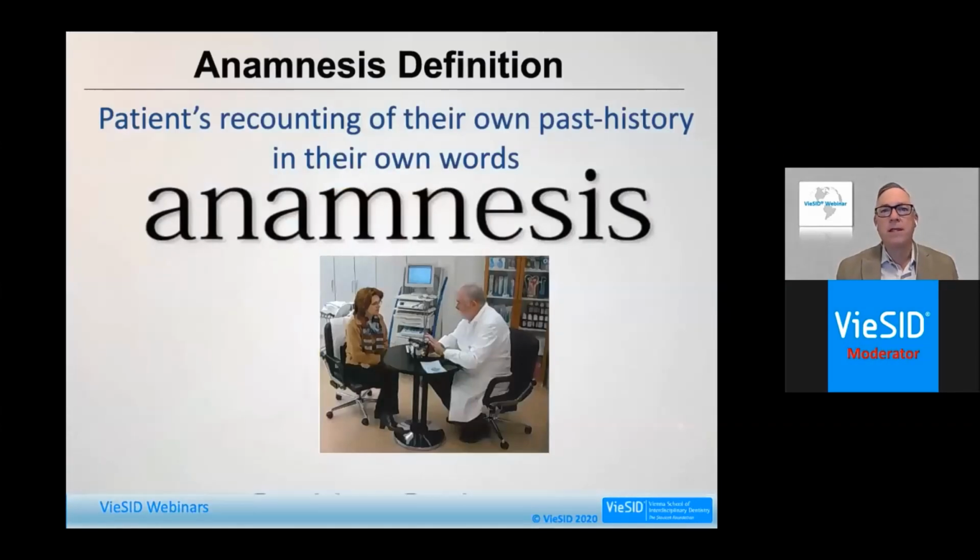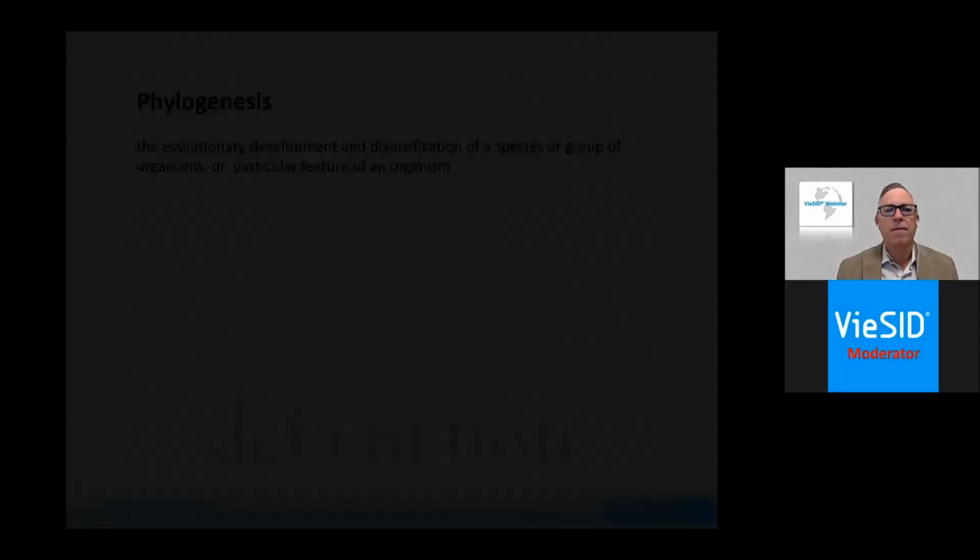Foremost in the VieSID system of diagnostics is the need for listening to our patients. This is a process called anamnesis. It's the patient's recounting of their own past history in their own words, which initiates our investigation. Now, listening is the key, and often our patients will give us a very good overview of what our examination is about to find.